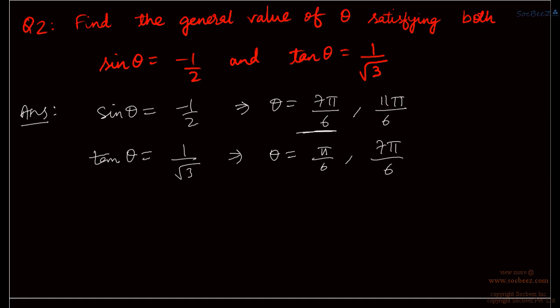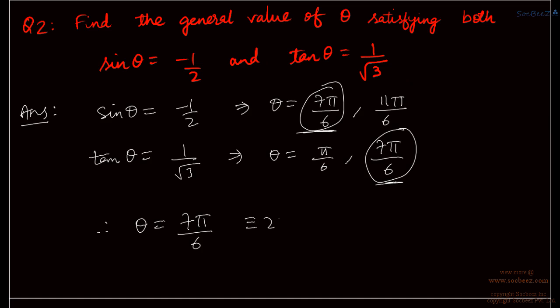So we see that this and this, these two are common here. I mean, this is the common solution here. So theta must be 7 pi by 6. So theta is 7 pi by 6, but this is only one solution in 0 to 2 pi. 7 pi by 6, which is actually the same thing as 210 degrees. So this is just one solution.